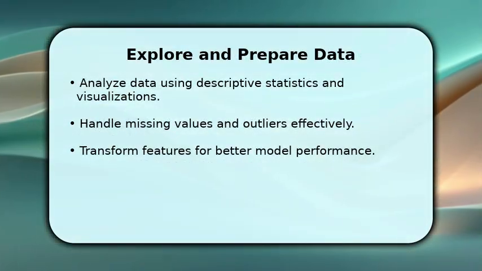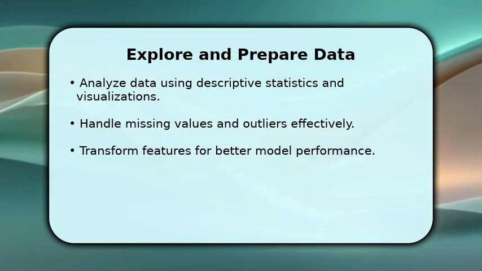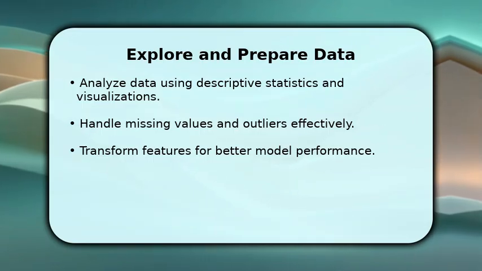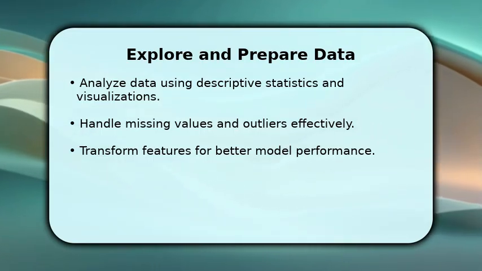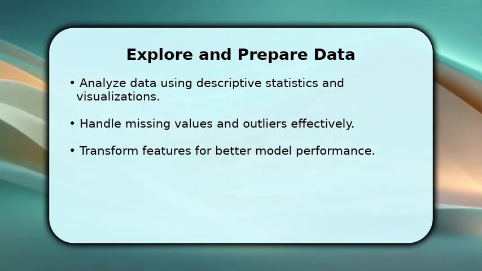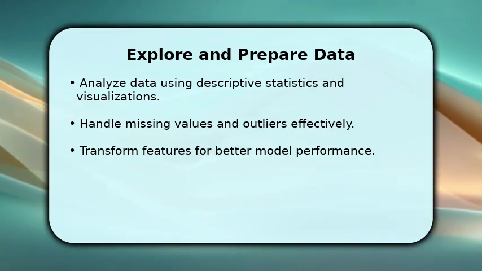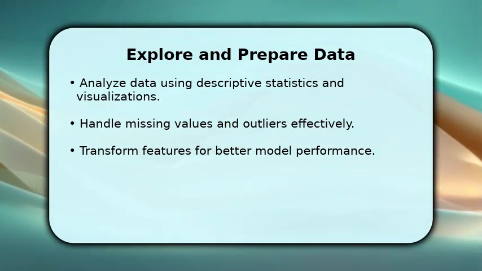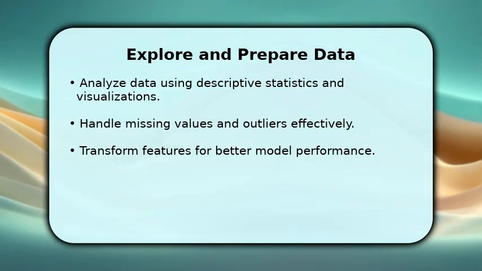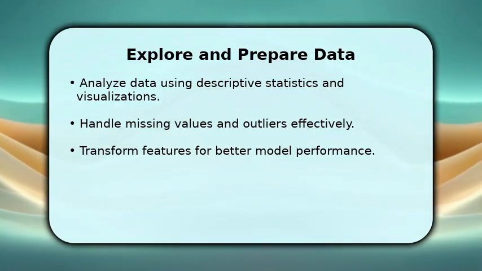Once you have your data, the next step is exploration and preparation. Spend about 1/3 of your project time on this phase. Use descriptive statistics to summarize key aspects and create visualizations to uncover patterns. Address any missing values or outliers, perhaps by imputation or removal. Finally, transform your features, like scaling numerical data or encoding categorical variables, to optimize them for machine learning algorithms. This meticulous preparation significantly impacts your model's accuracy.